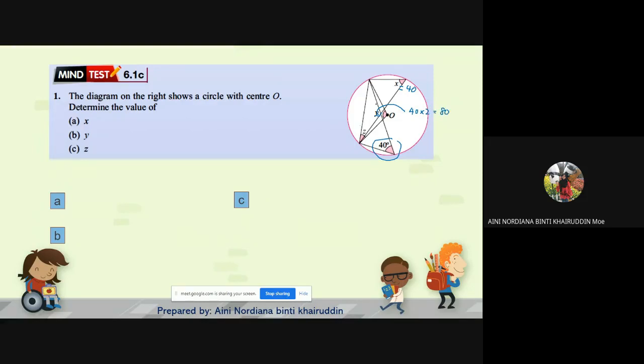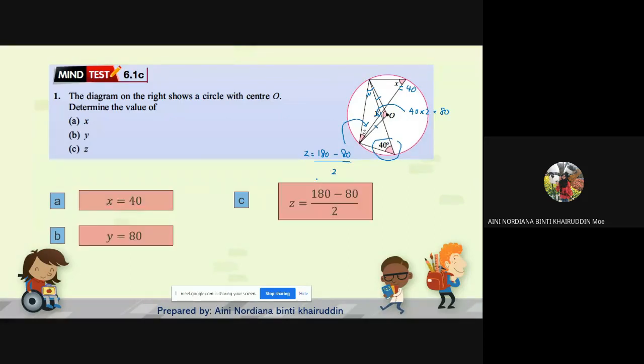And the value of z, since this is radius, so this is isosceles triangle. So here also z. So to calculate the angle of z, 180 minus angle at center 80, then divide by 2. Answer is 50.